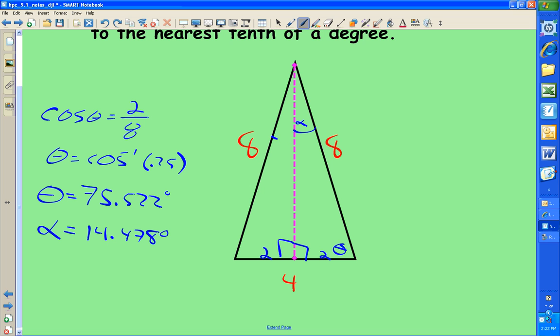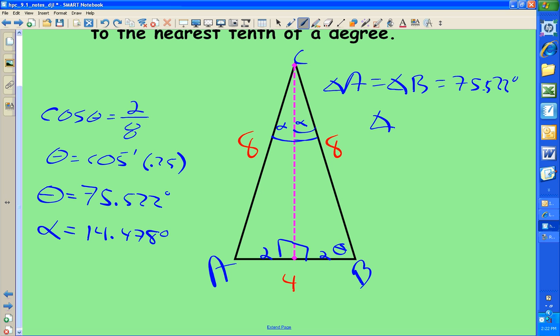And the angle that we're missing in the triangle here, which is 2 alpha, so if we call this A, B, C, angle A is equal to angle B is equal to 75.522 degrees. Angle C is 2 alpha, which is 28.956. Someone needs to check me.